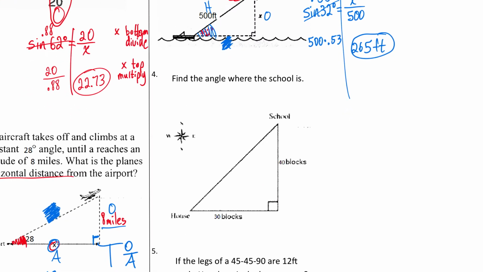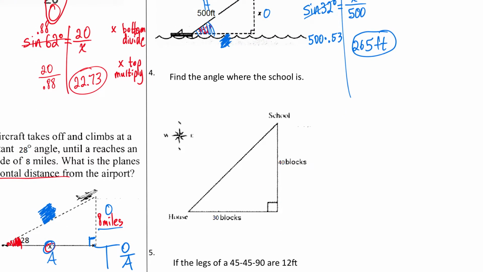Okay, next one, number 4, says find the angle where the school is, so right here. So I'm looking for this angle. All right, so we have H, A, O. Hypotenuse is the longest side. The adjacent is the side right next to the angle. And then the opposite is the side on the other side, across from the triangle. So as I look at those three, the H is the one I do not care about here. So the O and A are what's left. So O and A is tangent.